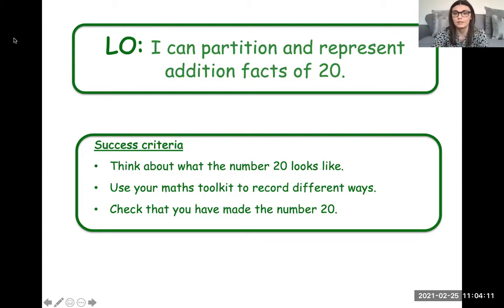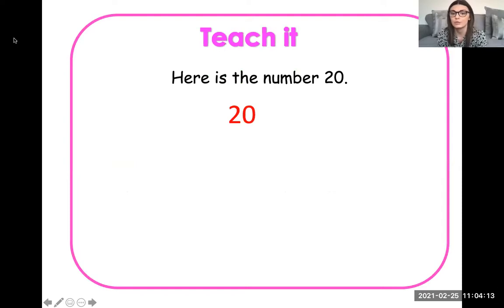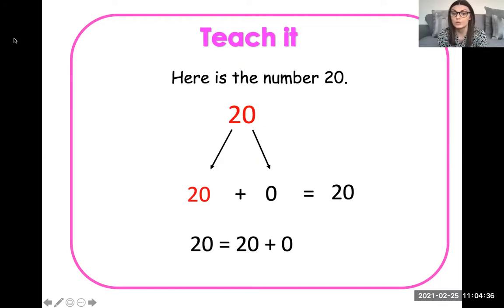So before we start, let's have a look at the number 20. How many tens and how many ones make up that number? Yes, well done. There are 2 tens and no ones. And we can check that now by knowing that 20 add 0 equals, well done, 20. And another way that we could see this is 20 equals 20 plus 0. It's the same thing, but just looks a little bit different.